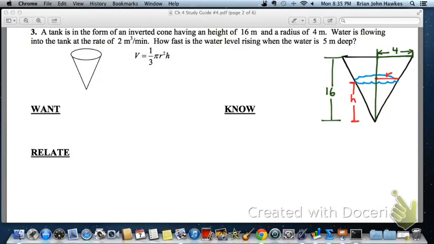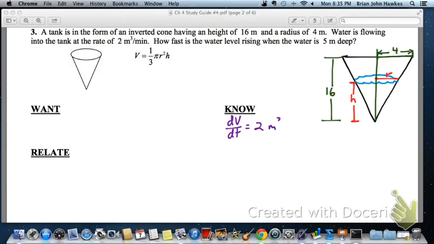I think we've done an inverted cone, or at least a cone problem. I can't remember if it was in the same position that it is here. But here we have a cone that water is flowing into, and the water is flowing in at a rate of 2 cubic meters per minute. And that cubic meters per minute should be your first clue that what you know is that the rate of change of the volume is equal to 2.